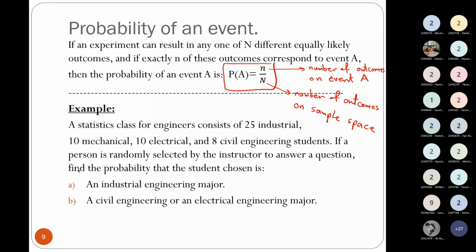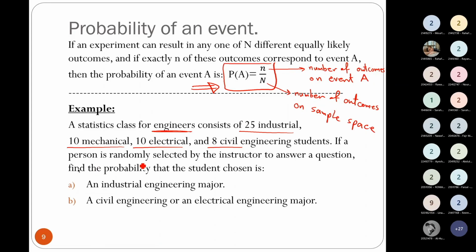Look at this example, and we need to apply these rules. In a statistics class for engineering, in some class, we have 25 industrial students, 10 mechanical students, 10 electrical, and 8 civil. All of these are engineering students. So we have four types of engineering: industrial, mechanical, electrical, and civil engineering.